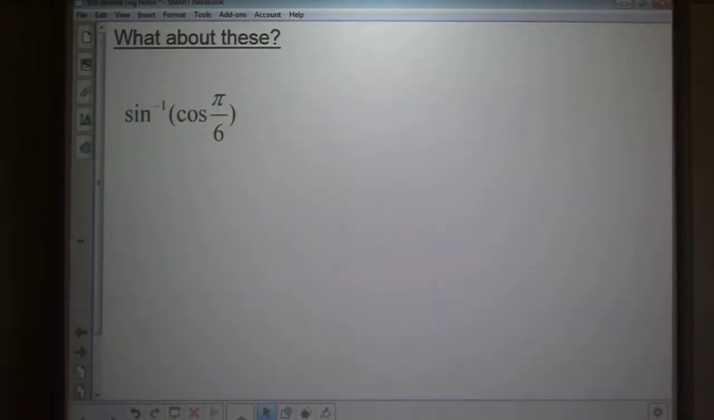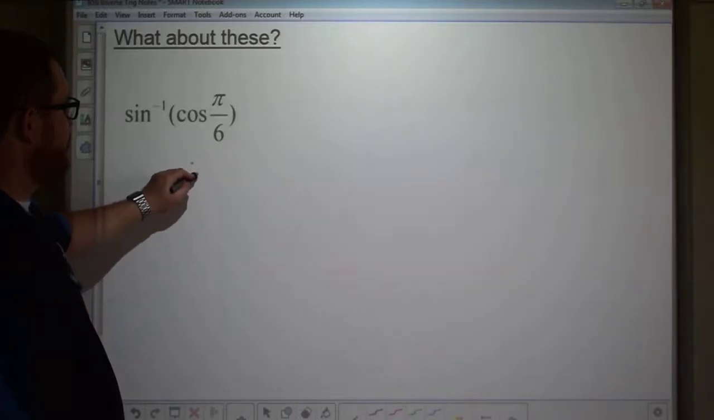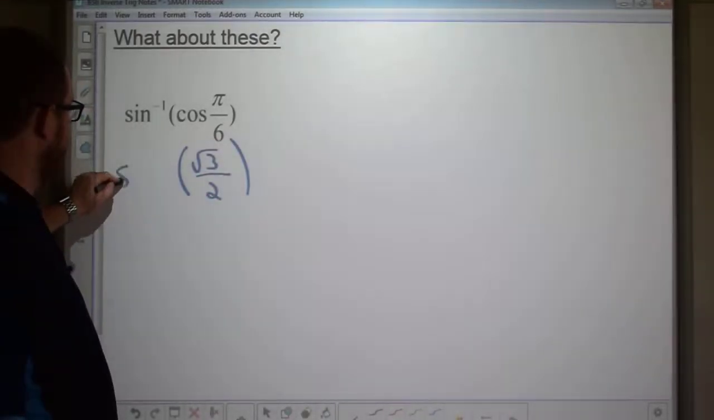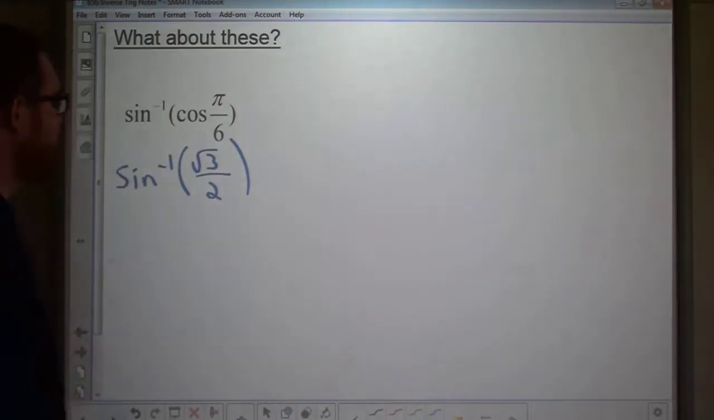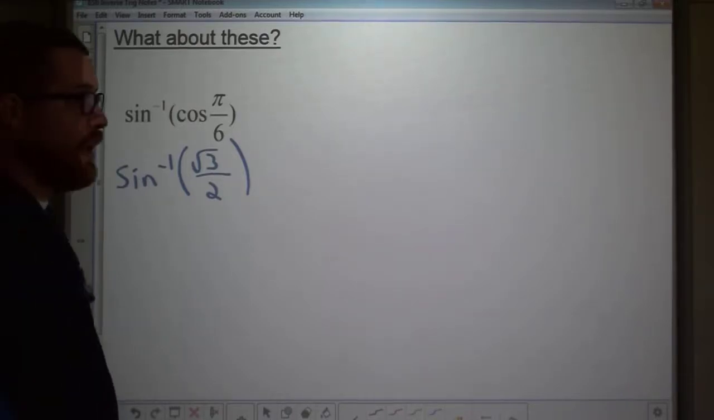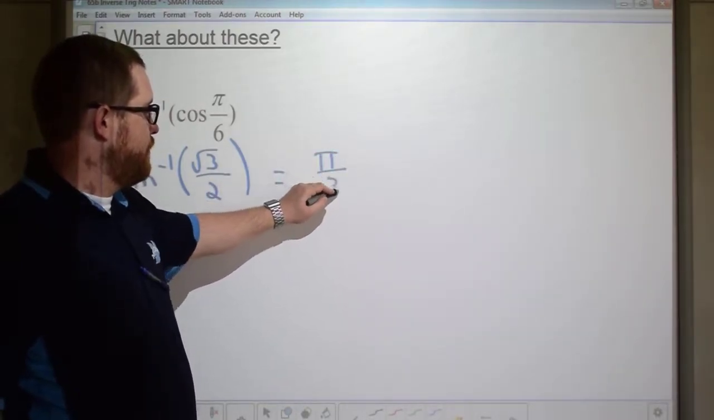What about this? Let's just work backwards. What's the cosine of pi over 6? Well, the cosine of pi over 6, hopefully you remember, is square root of 3 over 2. Now sine inverse of that. I want to know what angle has a sine of square root of 3 over 2. Well, what angle does have a sine of square root of 3 over 2? Pi over 3.